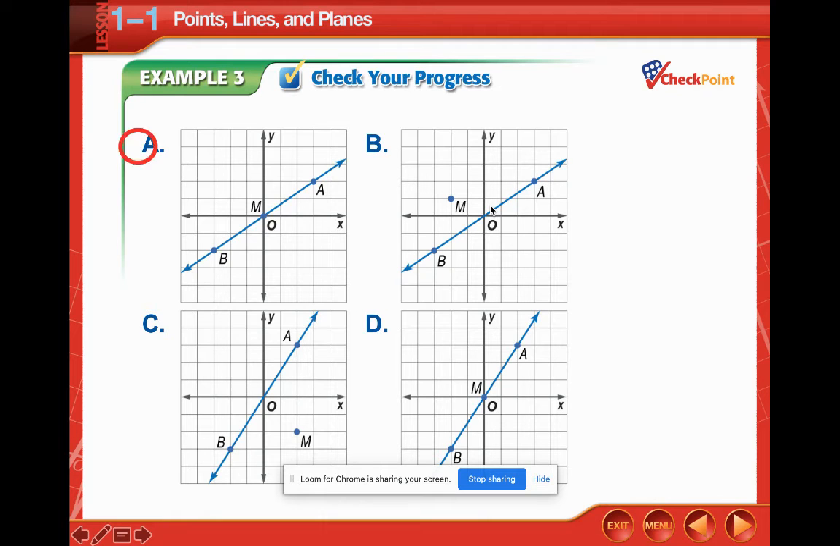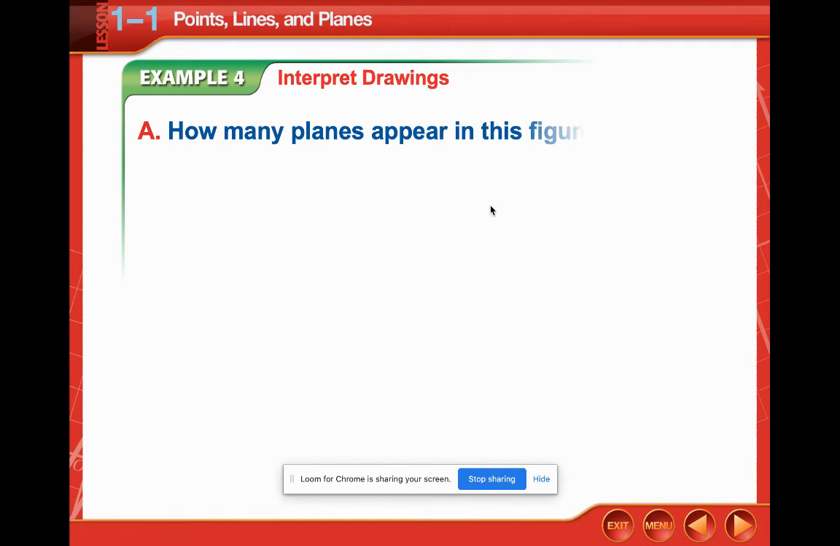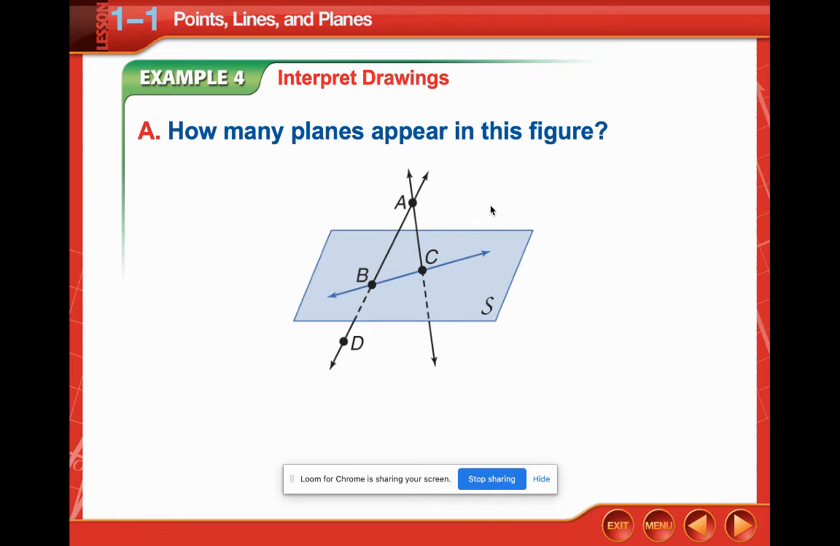Therefore, A definitely has to be our correct answer. Hopefully you got that one correct. All right, this one is a tough question, and I don't really like this one. It's asking how many planes appear in this figure.